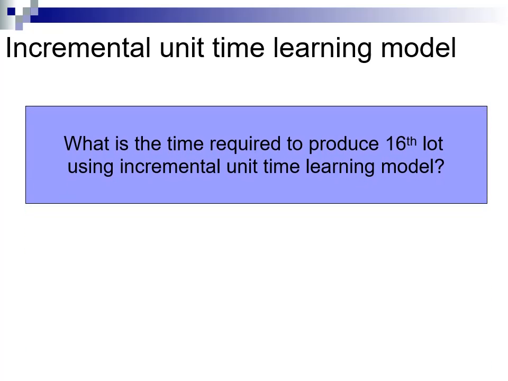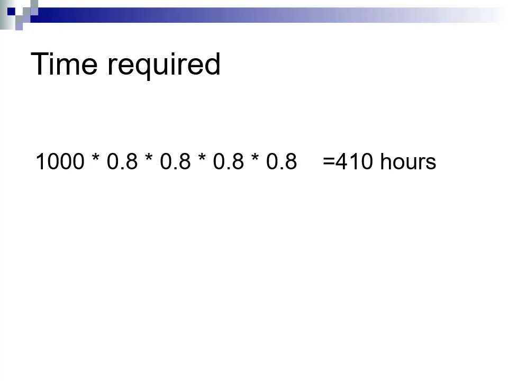For the same example, what is the time required to produce the 16th lot using the incremental unit time learning model? To calculate the time required to produce the 16th lot, we multiply 1,000 hours by the learning curve, and we do that by the number of doublings, which is 4 in this example. So the net result will be 410 labor hours for the 16th lot.